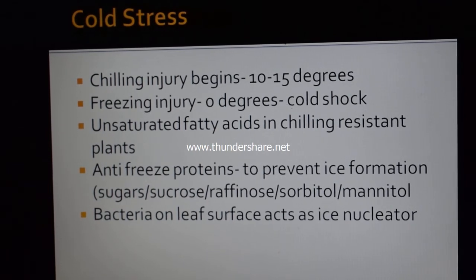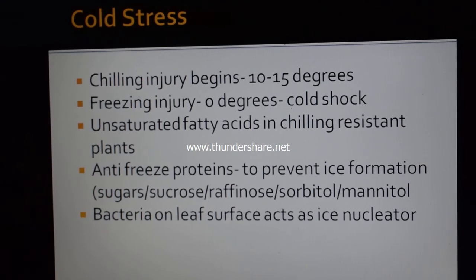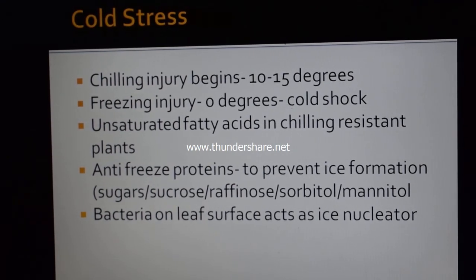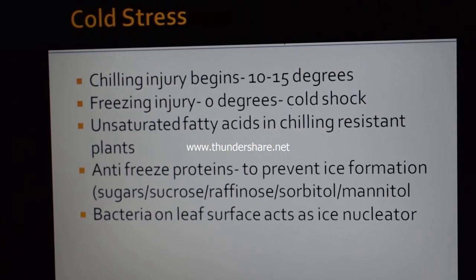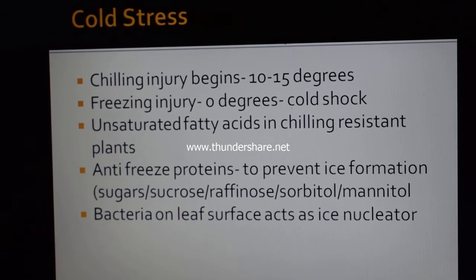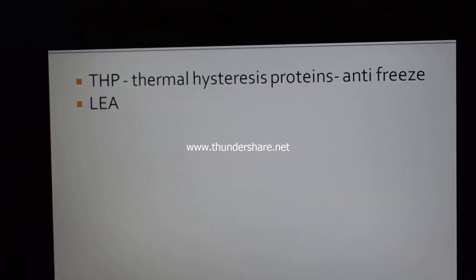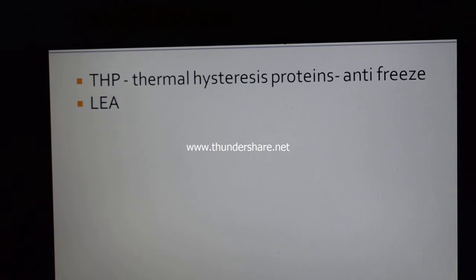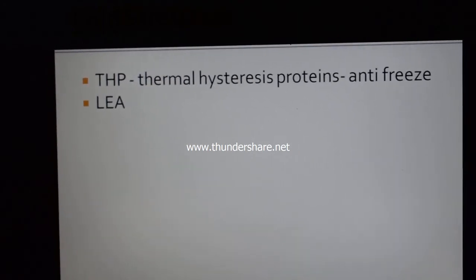And plants usually produce some antifreeze proteins to prevent ice formation. Ice formation is usually triggered by the presence of bacteria on the leaf surface, the bacteria acting as an ice nucleator for ice formation. Some of the antifreeze molecules produced by the plants are sucrose, raffinose, sorbitol, mannitol. Antifreeze proteins such as THP, that is thermal hysteresis proteins, are also produced in addition to LEA proteins, which will protect the membrane during the stress period.